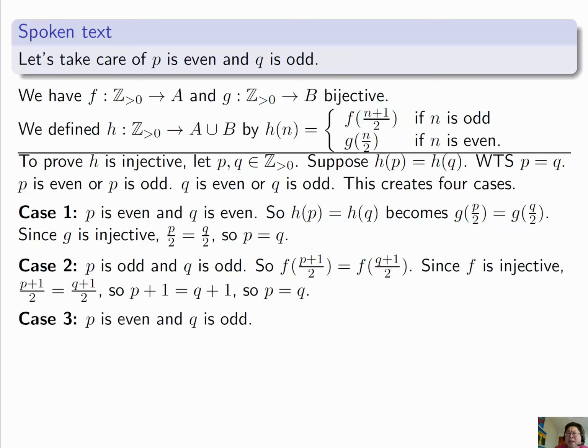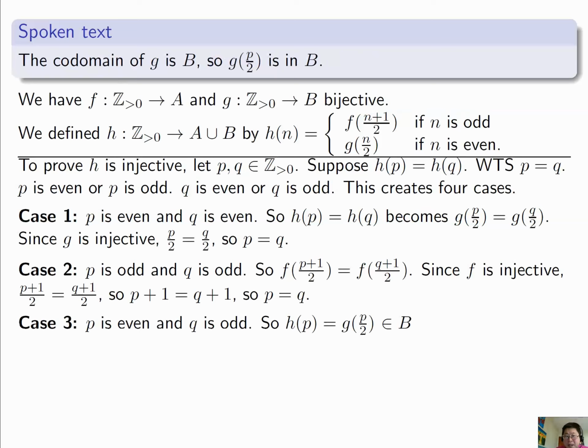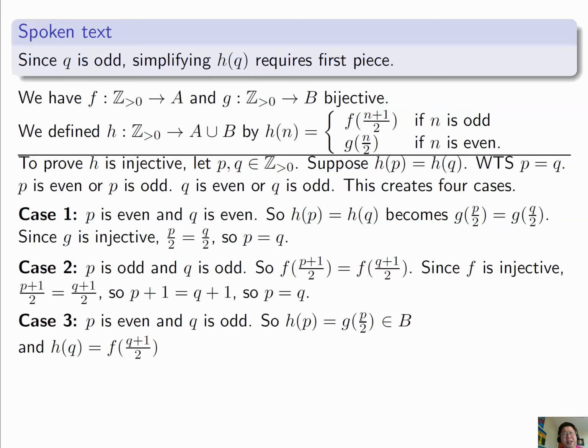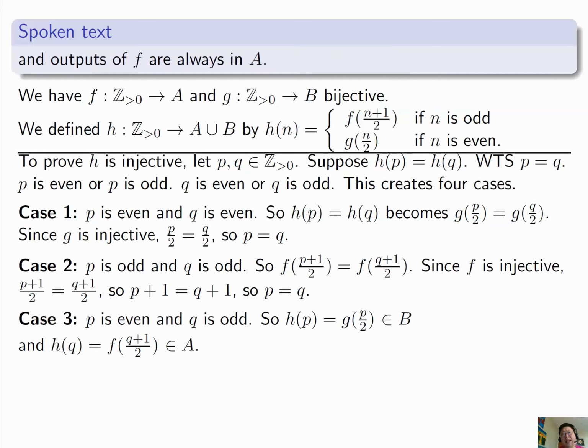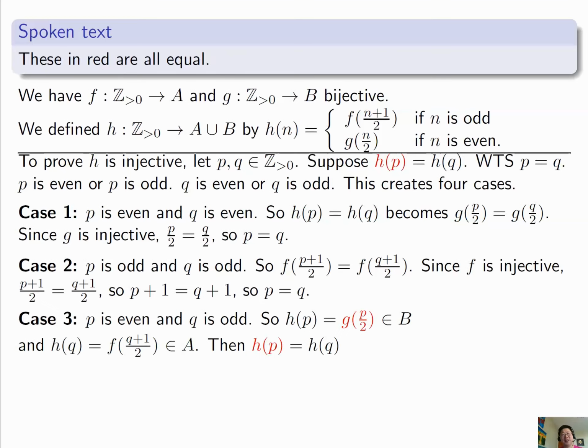Let's take care of p is even and q is odd. Simplifying h of p requires the second piece since p is even. The codomain of g is B, so g of p over 2 is in B. Since q is odd, simplifying h of q requires the first piece, and outputs of f are always in A. Examine h of p equals h of q, assumed before breaking into cases. These in red are all equal.